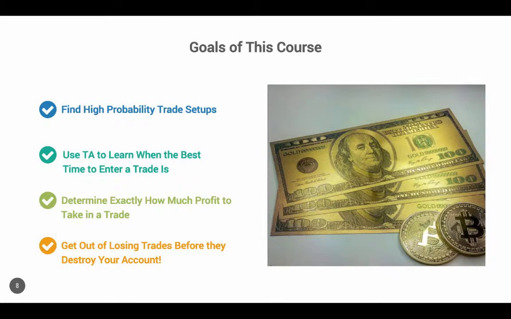Second, technical analysis is going to give you a better understanding of where to enter a trade. So what's the best point to get into a trade? And third, it'll give you an exact place of how much profit you should take in the trade. So it'll tell you when to get in and when to get out. And those are two of the biggest things that you can use technical analysis for.